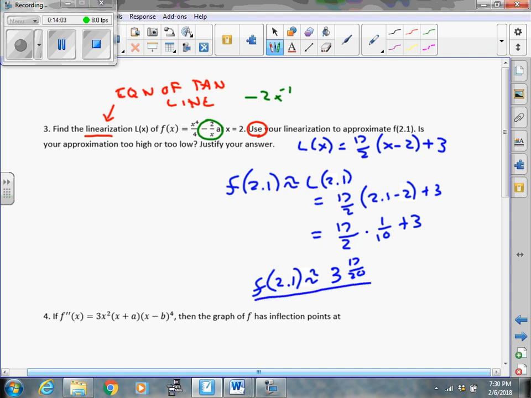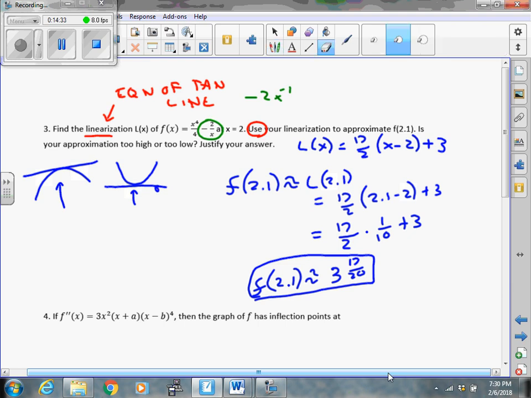Now, we've approximated. The question then is, how good is my approximation? Is it too high or too low? Remember, if it's concave up, the line is below and my approximation is too low. If it's concave down, my line's above, so my approximation is too high. Okay, so that's what we're looking for.